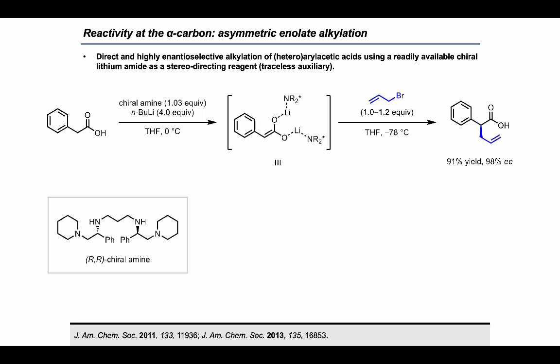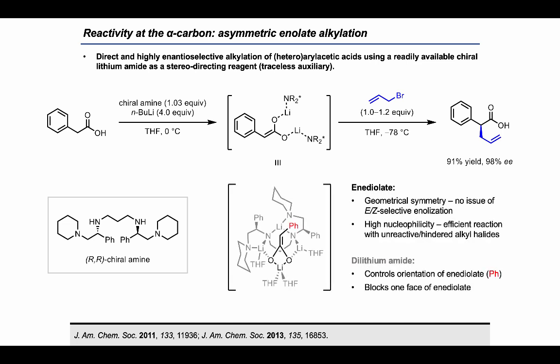A more recent example of asymmetric carbonyl functionalization is the enantioselective alkylation of aryl and heteroaryl acetic acids, developed by Zakarian in 2011. A distinct feature of this approach compared with Evans-type alkylation is the traceless nature of the auxiliary, which forms a non-covalent complex with the enolate as an intermediate during the reaction, but does not appear in the starting material or the product. Therefore, additional synthetic steps for the installation and removal of the auxiliary are avoided.